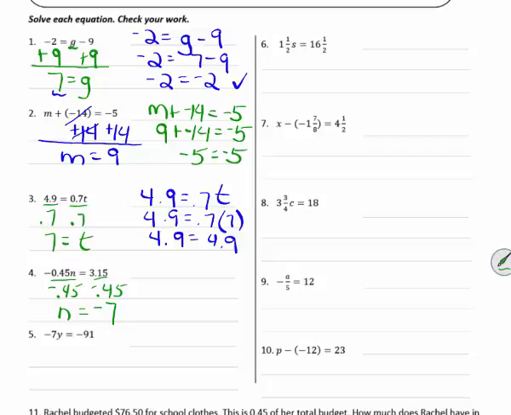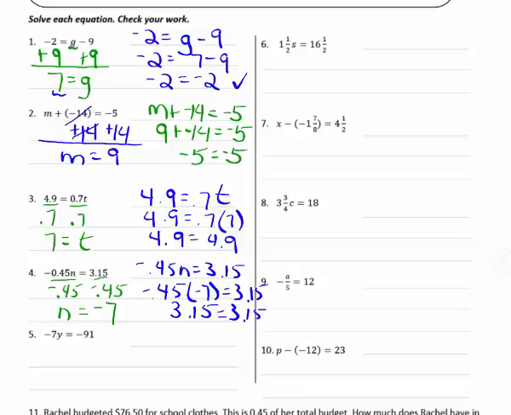So for my check, I start with my original, negative 0.45n equals 3.15, negative 0.45 times negative 7, oops, equals 3.15, 3.15 equals 3.15. All right, I'm going to skip number 5 for now. I might have you do that later, I'll see. But I want to go over here to number 6.